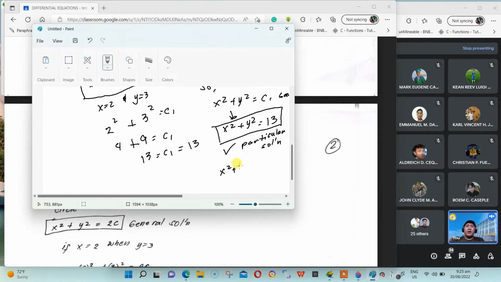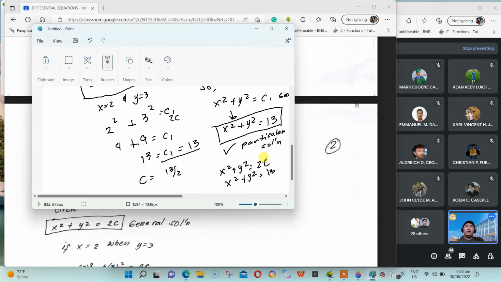x squared plus y squared equals 2c. You could also have 2c. So, your x squared plus y squared equals, if this is 2c, therefore you have your c as... If c sub 1 is 13, your c is 13 over 2. So that is still 13.